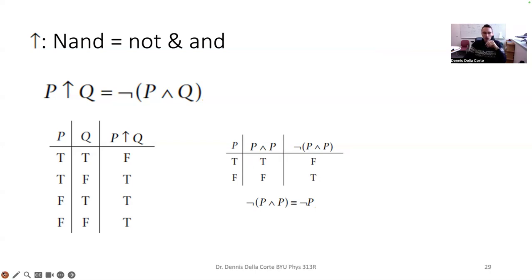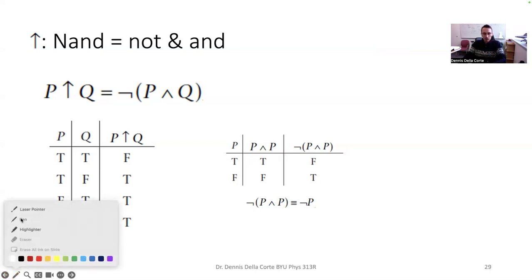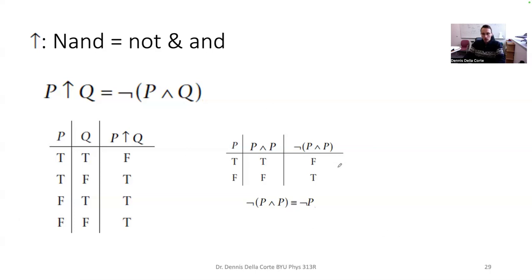So what you see is that these values here are the inverse of the values over here. And so if we use two times the same input, P and P, inside of this NAND operator, that gives us a negation. So that's how you can get the negation.